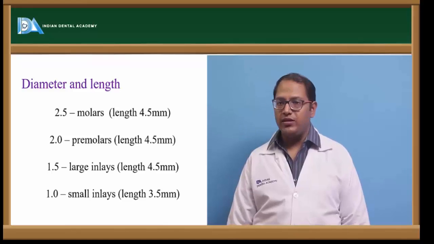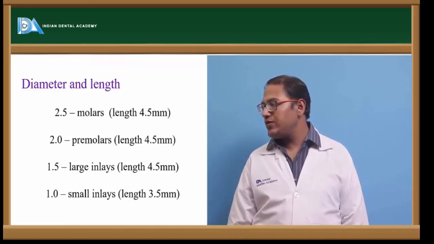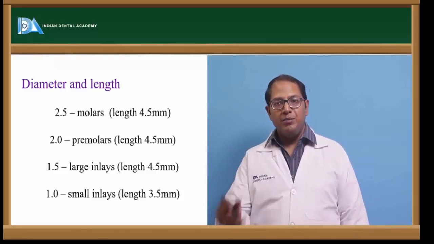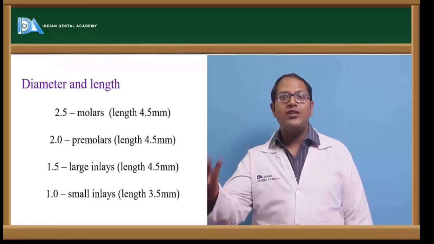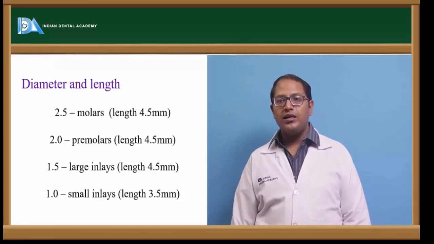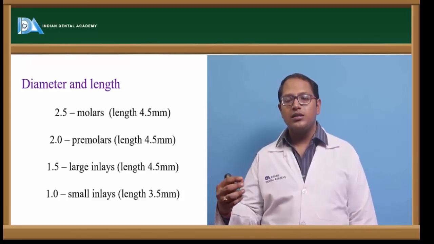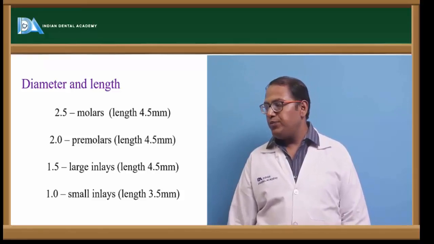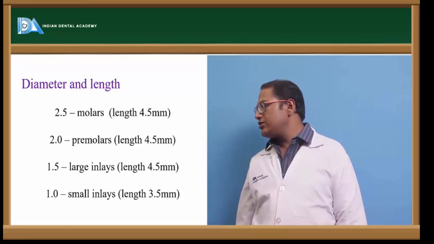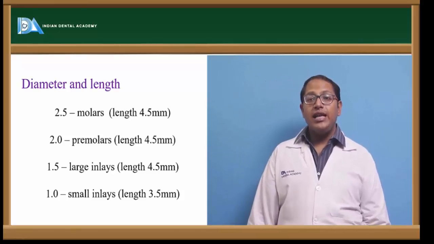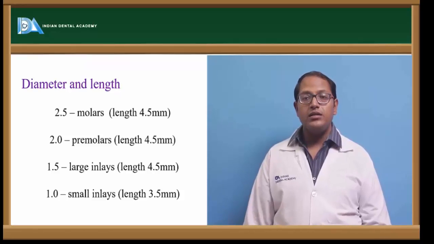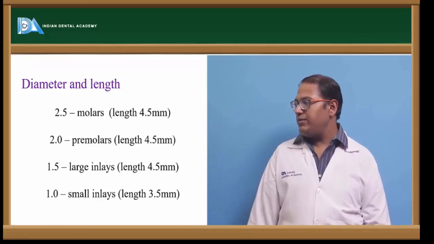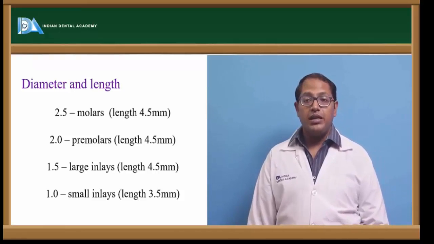Coming to the diameter and the length. In general, a larger sprue diameter is recommended because it improves the flow of the molten metal, since the wax has to burn out and the metal has to go in. The larger the wax pattern, the more metal will go. In molars, the sprue diameter should be more, 2.5 mm, and the length 4.5 mm. For premolars, the diameter is around 2 mm and the length again 4.5 mm. For large inlays, the length is 4.5 mm and a diameter of 1.5 mm is fine. For small inlays, a diameter of 1 mm is fine and the length should be around 3.5 mm.